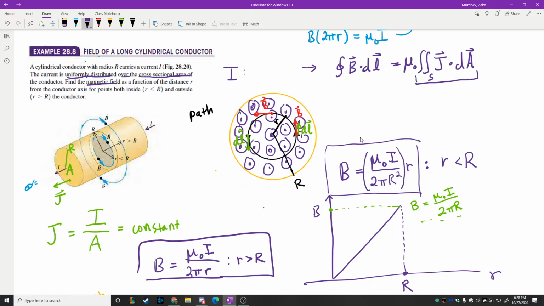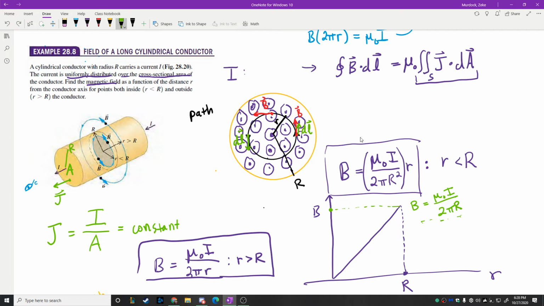Now, it turns out current density is going to point in the direction of current. So J is that way. And the area vector would be the area vector associated with the surface that the path encloses. There's a surface right here inside of our path, so that's what our area vector is going to be.